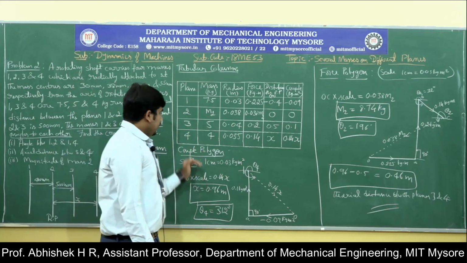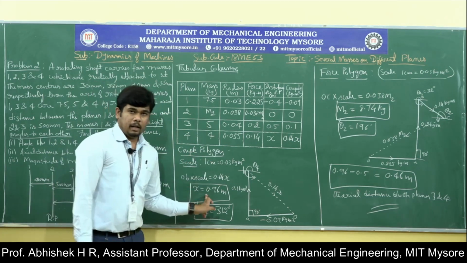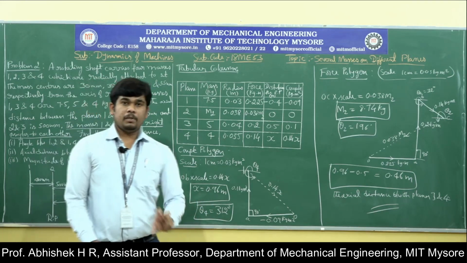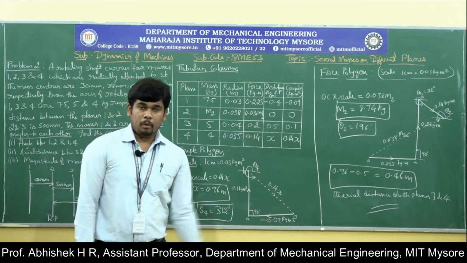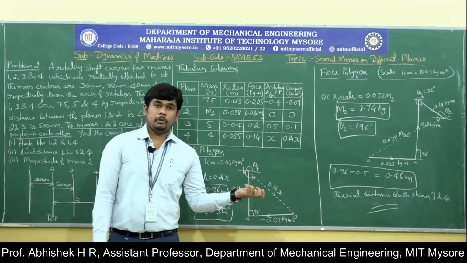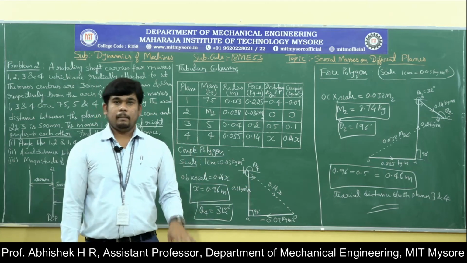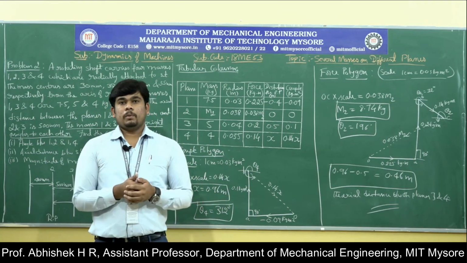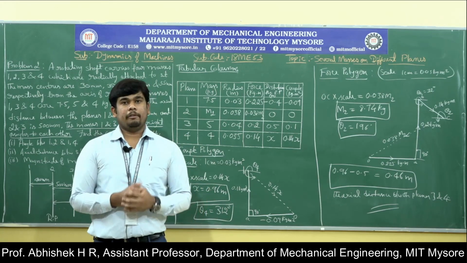Now in the couple polygon, you will get the angular position of any one of the planes. With reference to that you can construct the couple polygon and force polygon, and in the force polygon also you will get the angular position of any one of the remaining planes. Like this you can solve the problems on several masses on different planes.